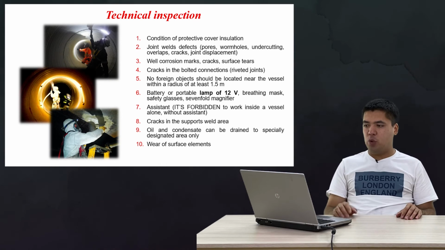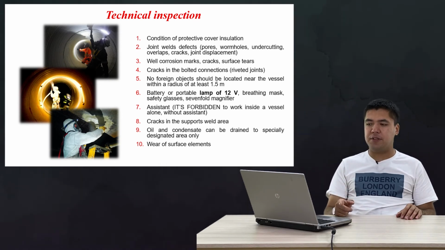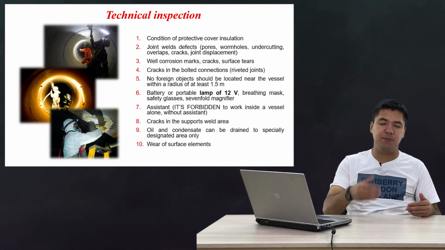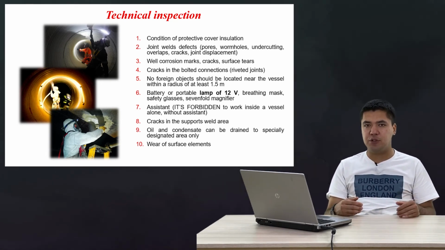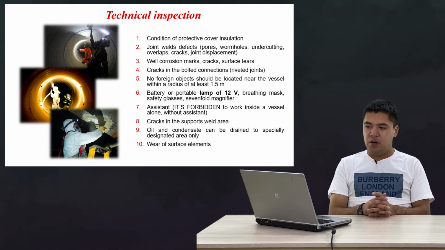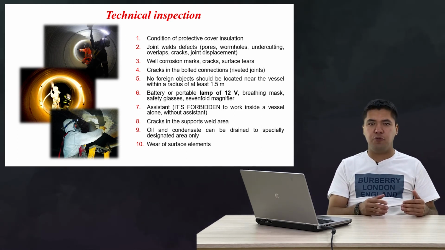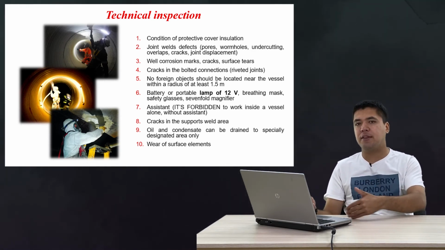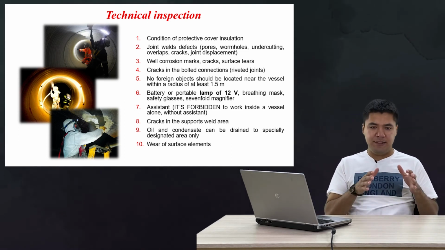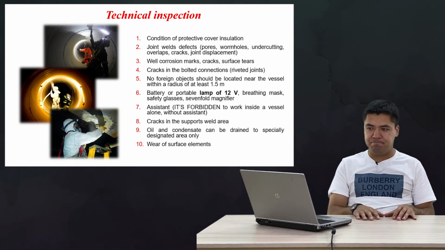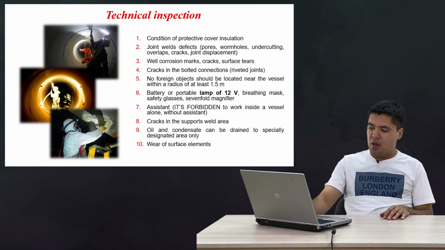And the next one, no foreign object should be located near the vessel within a radius of at least 1.5 meters. It may lead to tripping and slipping hazards. It can be an obstacle in case of evacuation, and that's why we have this requirement. Then it is not allowed for strangers, other people who are not operational personnel and not responsible for checking and inspecting that vessel, to enter. I mean, only designated people may enter and work in confined spaces like pressure vessels.